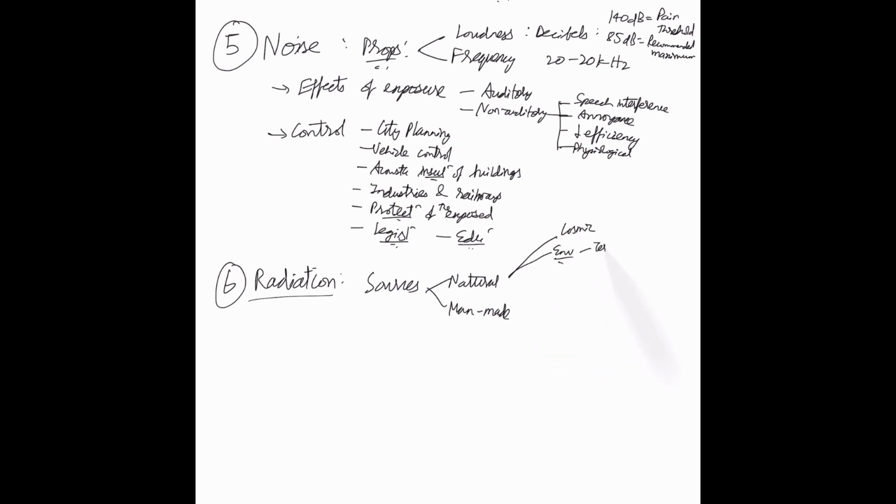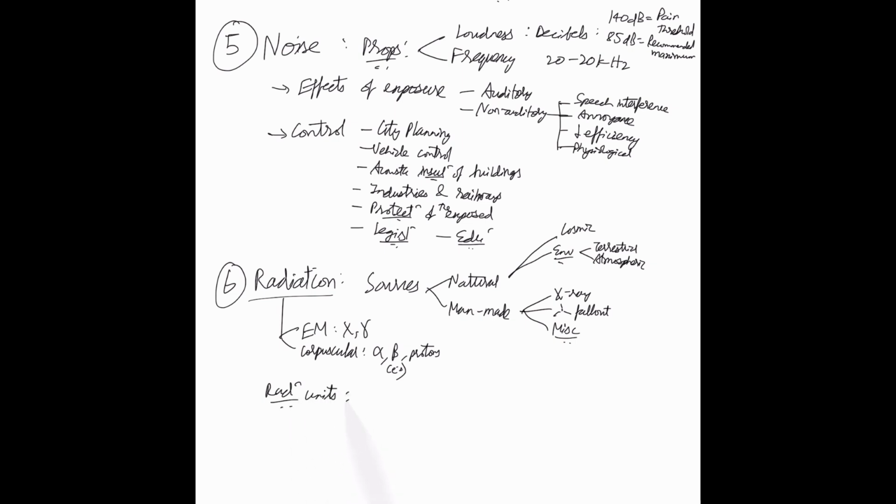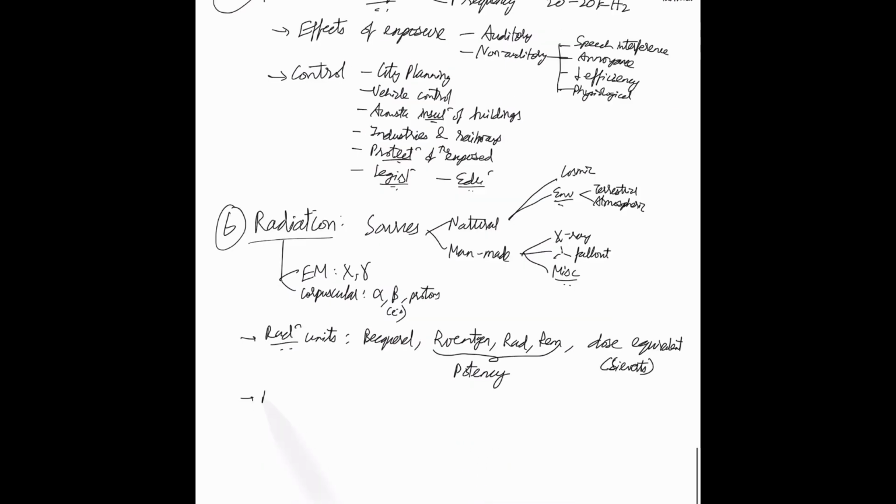Next we come to radiation, or the sources of radiation. They can be natural or man-made. Naturally we have cosmic rays and environmental, like terrestrial and atmospheric sources. Man-made we have X-rays, radioactive fallouts, and other miscellaneous sources. Broadly we can classify radiation into electromagnetic radiation, which consists of X and gamma rays, and corpuscular, which include alpha rays, beta rays, basically electrons, and protons. Radiation units: we have becquerel, Roentgen, rad, rem. These three measure the potency, and dose equivalents are measured in sieverts.